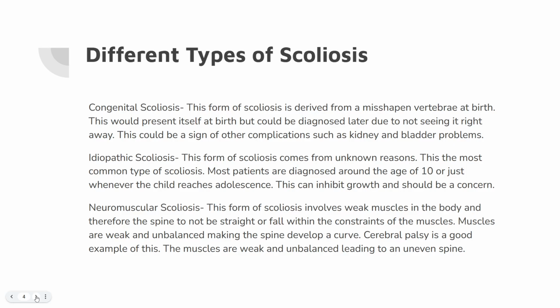Neuromuscular scoliosis: this form of scoliosis involves weak muscles in the body, and therefore the spine is not straight or does not fall within the constraints of the muscles. Muscles are weak and unbalanced, making the spine develop a curve. Cerebral palsy is a good example of this. The muscles are weak and unbalanced, leading to an uneven spine.